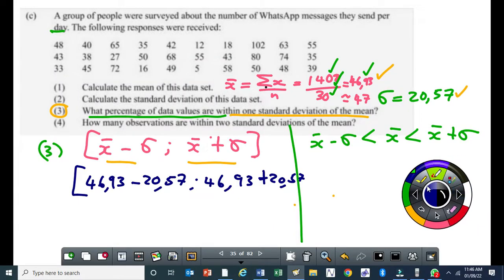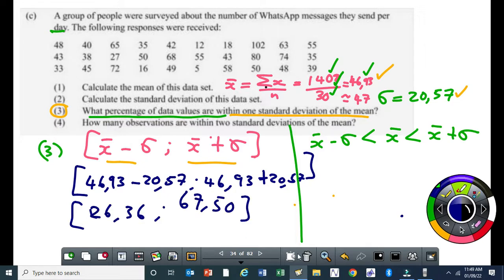Just give me a second, I need to recalculate my code. Okay, right. What answer do you get? 22.36. Okay, just give me a second.